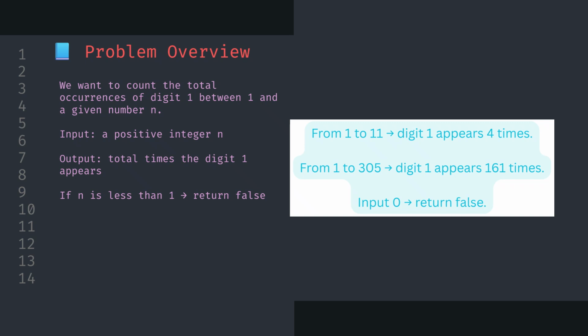If the input number is 0 or less, we just return false because it doesn't make sense to count in that case. The visual here helps you see exactly where each one appears.